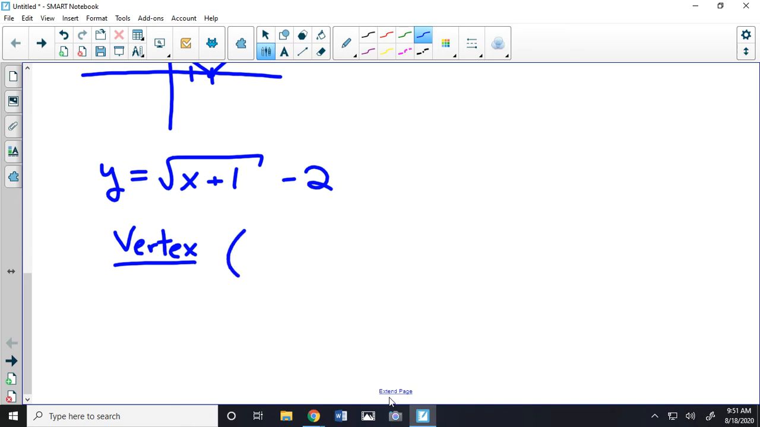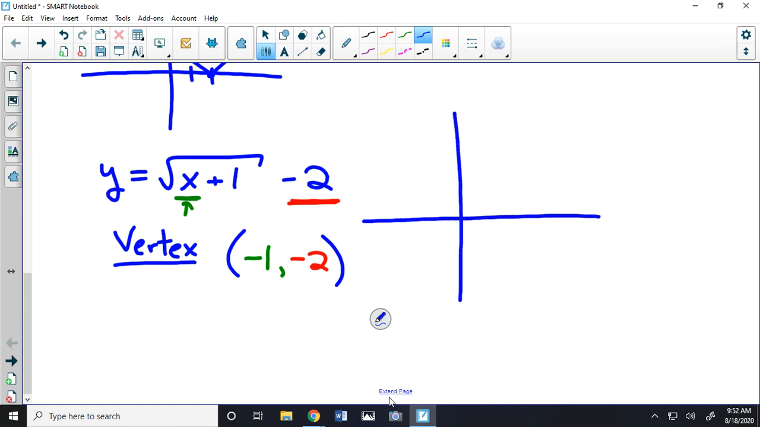So for the x value, again, what will make that square root equal to 0? And I need a -1 in there to do that. That's my x coordinate. For the y coordinate, I'm going to come out here and see what the shift is. That shift is down 2. And so that's where my vertex is at -1, -2. So on my graph, -1 for x, -2 for y. There is the vertex. And then from there, I'm going to graph that square root graph, which is top half of a sideways parabola.